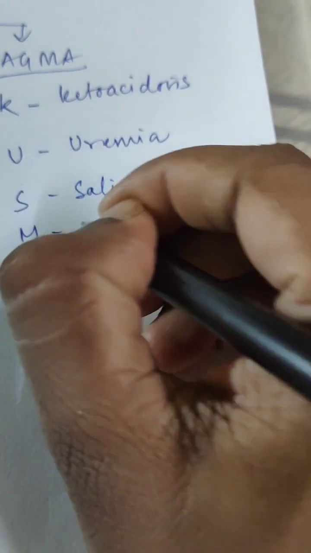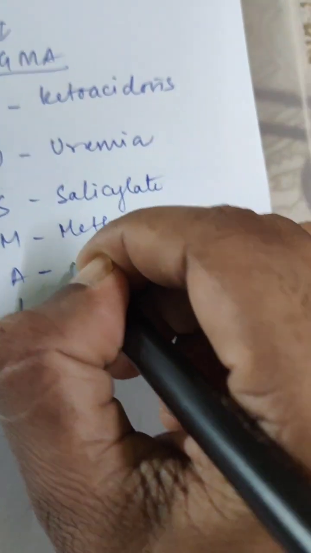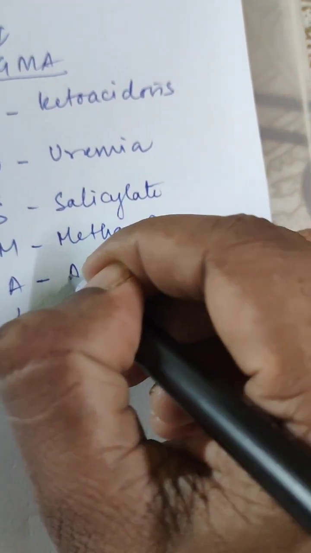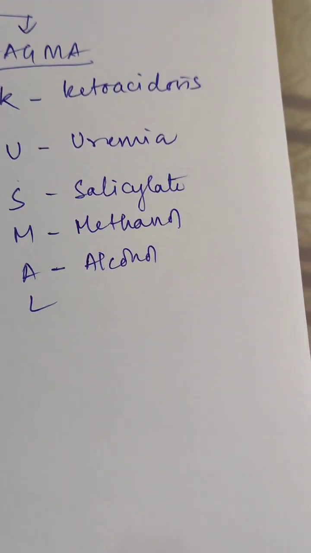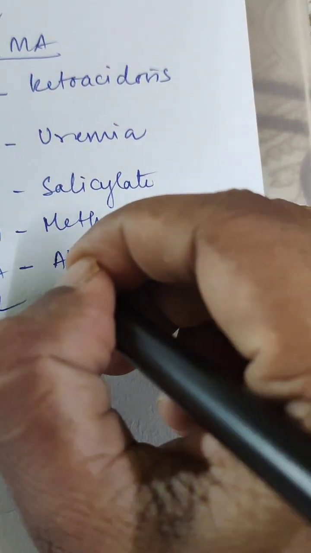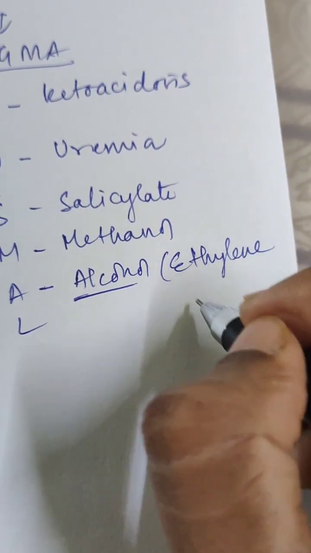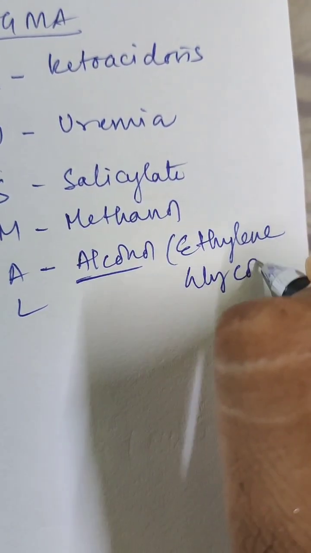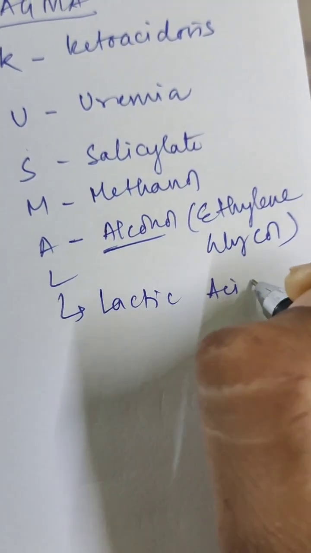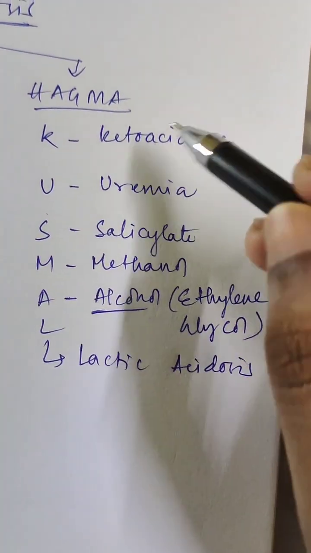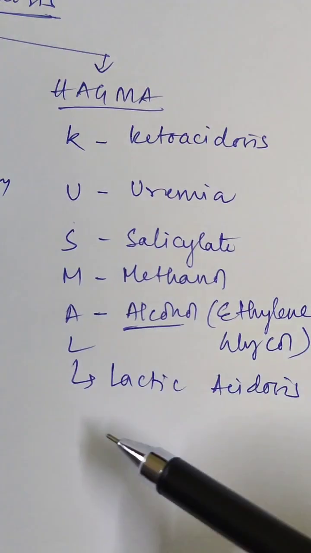Fourth will be methanol. Fifth will be alcohol in general. This alcohol also includes ethylene glycol. And L means lactic acidosis. So these are the conditions where high anion gap metabolic acidosis will occur. So the mnemonic is very simple, KUSMAL.